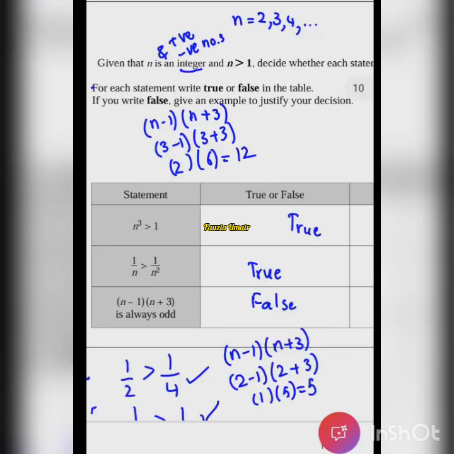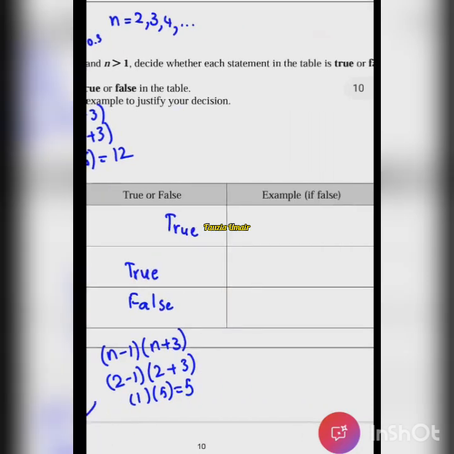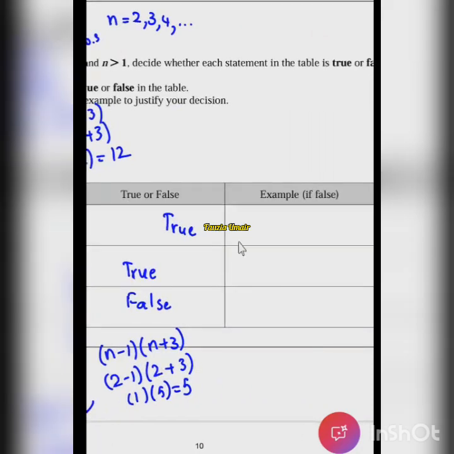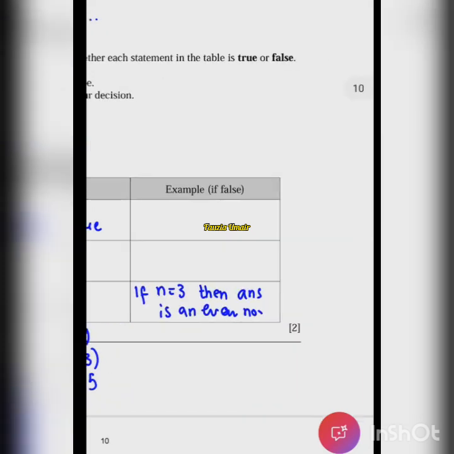Now comes the second column of this table, where you need to give an example if the statement is false. We have encountered a false statement, so now I need to give an example. I can write anything to explain why I have written false in the previous column. So I can write: if n is equal to 3, then the answer is an even number. This will be enough to justify my answer. Right? So this was a 2 marks question in paper 1. You can see that there is a 2 written here.